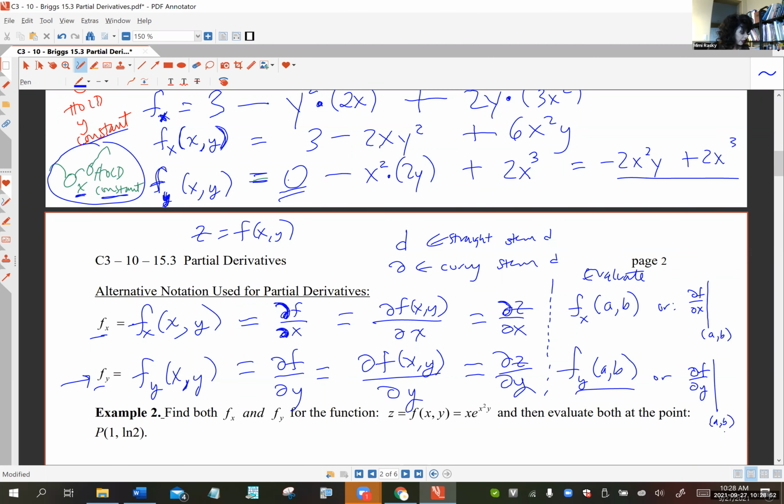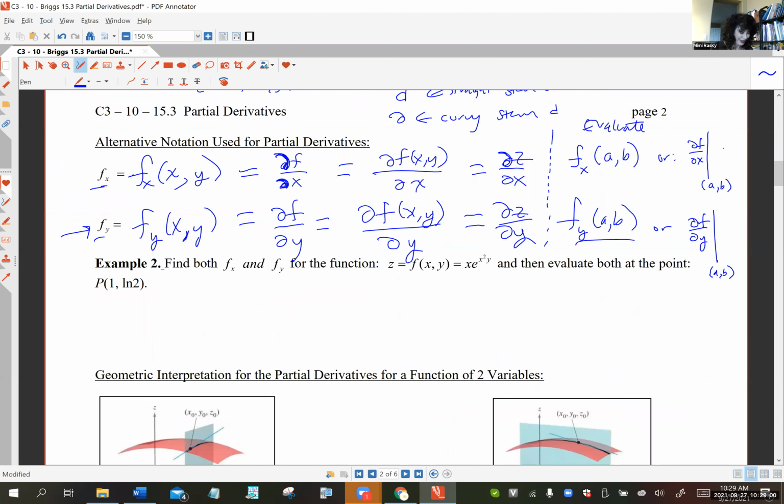Okay, now let's do some examples. And then you're going to get a chance to try one on your own. And I have kind of a hard one just to mess with your head. We'll find out. Okay, example 2. Let's find fx and fy, the first partials, for this function. f(x, y) is equal to x e to the x squared y power. And then once we have those first partials, let's evaluate both of them at this particular point P with coordinates 1, ln 2. Okay, so let's find fx first. Keep in mind, when you find fx, you're going to hold y constant, just temporarily, okay?